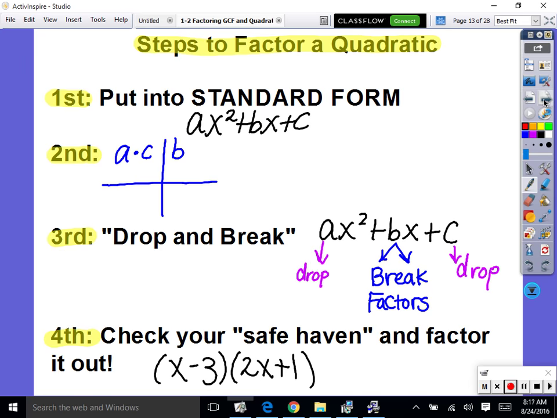So first of all, your first step is to put it in standard form. Ax squared plus bx plus c, and make sure it's set equal to 0. I should have said that. Sorry if I just ruined your picture.